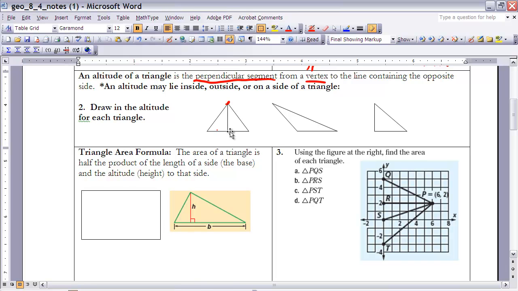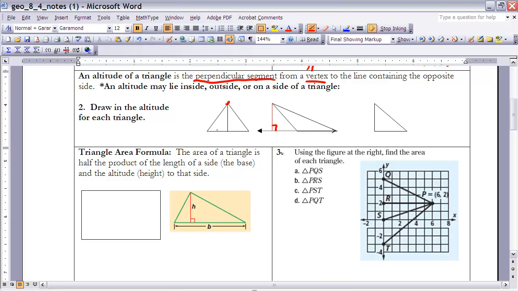So it's going to be something like that for the altitude, going from the vertex point perpendicular to the side opposite it. So this would represent the altitude of that triangle. On the second one over here, if I'm going to go from this vertex point up here, I'm going to need to extend the opposite side out, because my altitude is actually going to be outside of the triangle. So I'm going to draw that in now.